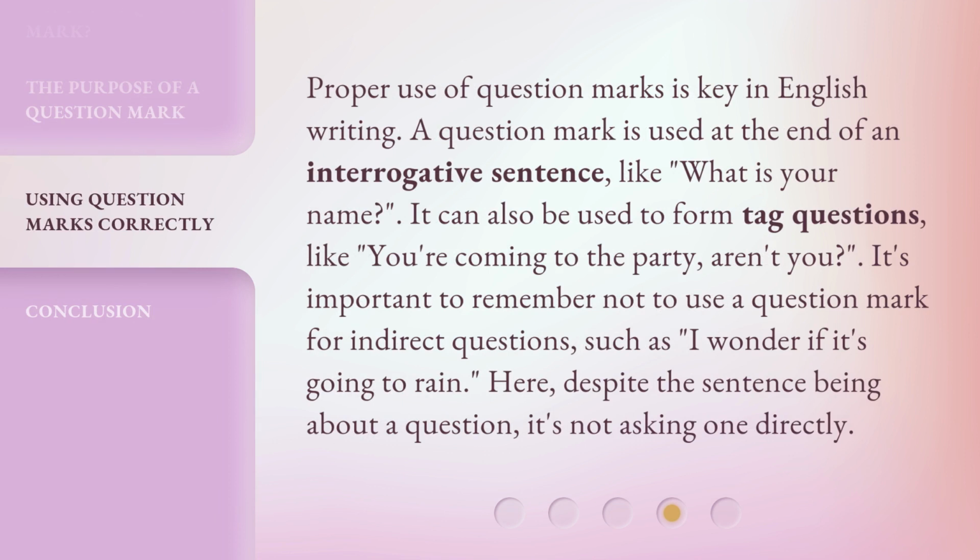Proper use of question marks is key in English writing. A question mark is used at the end of an interrogative sentence, like, "What is your name?" It can also be used to form tag questions, like, "You're coming to the party, aren't you?" It's important to remember not to use a question mark for indirect questions, such as, "I wonder if it's going to rain." Here, despite the sentence being about a question, it's not asking one directly.